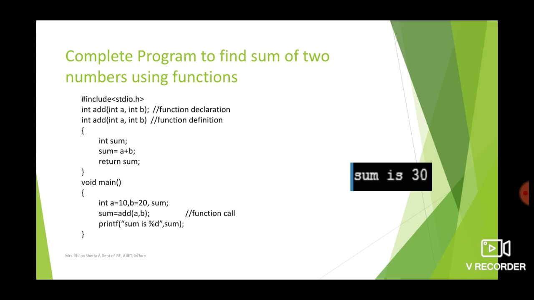Then we have the main function: void main, int a = 10, int b = 20, int sum. Then we are calling the function: sum = add(a, b). Whatever answer is returned by the add function will be stored in sum here. Then we print the result, that is "sum is equal to %d", sum. So this is the complete program for writing the add function.